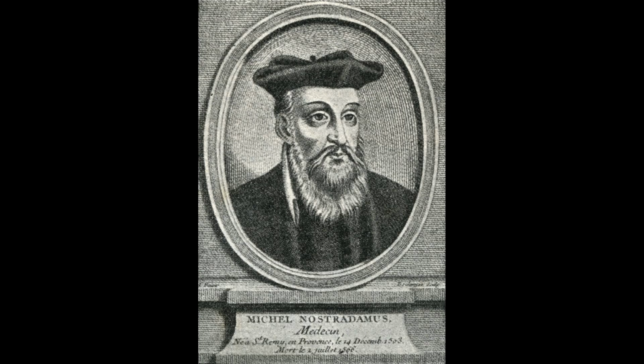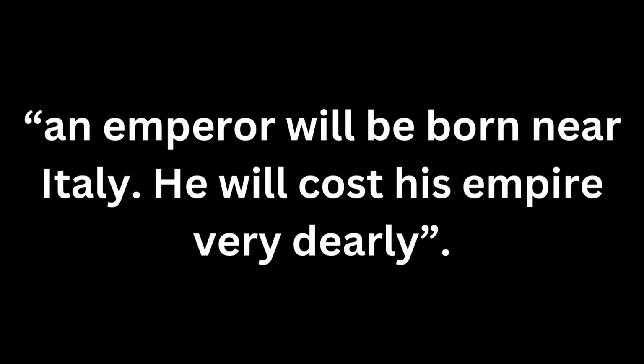Warnings and predictions. Nostradamus predicted three antichrists. For the first antichrist, he said, an emperor will be born near Italy. He will cost his empire very dearly. He said he was a governor of France who would later lead the empire.